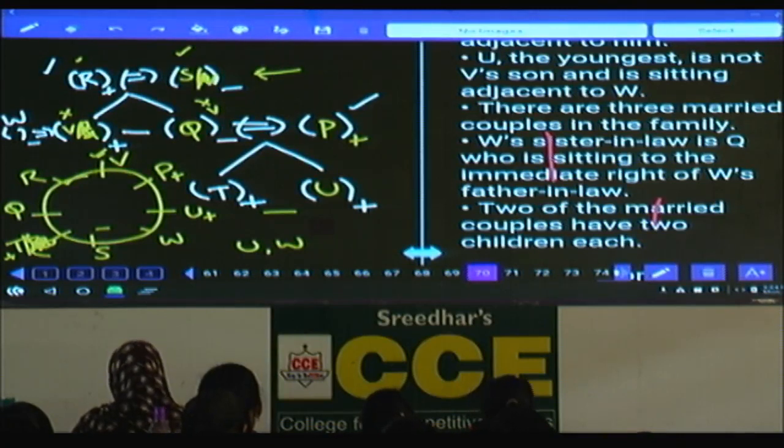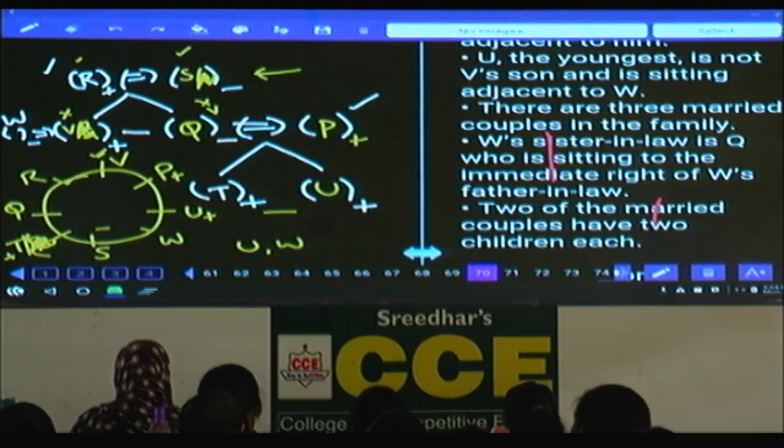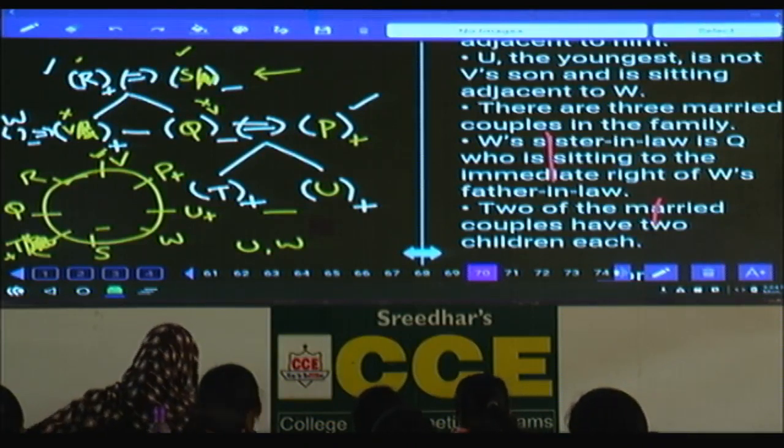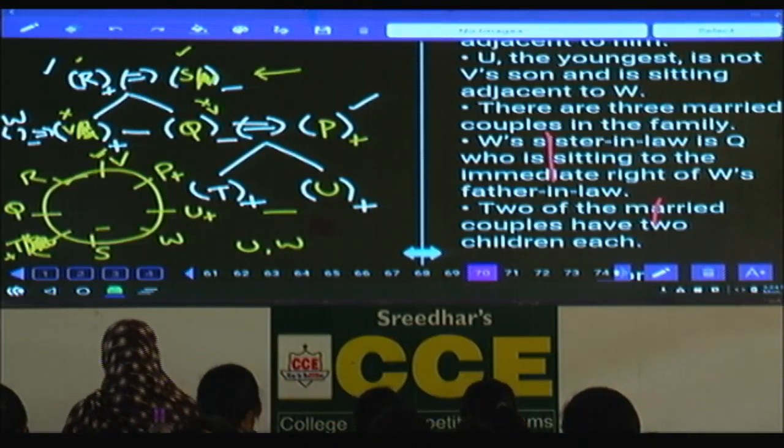How is U related to the person seated third to the left of him? Who is that person? T. How is U related to T? U is the brother of T. Brother is given in choice 3, for 72.